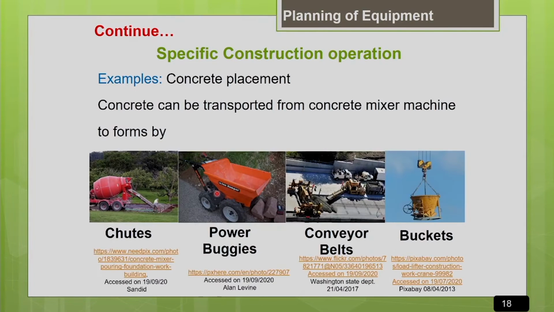Similarly, another example, if we talk about concrete placement. So you have prepared your concrete in your concrete mixer machine. Now you need to transport the concrete to the formwork where it is to be placed. So there are different ways, different methods of placing the concrete. Either I can go for this chute, an inclined pipeline, okay, to place the concrete. If the distance is going to be shorter, you can go for the chute, or I can go for a power driven buggy like this, which can easily carry the concrete from the mixer machine and take it to the formwork. Or you can even go for a pumping method, which is more popular.